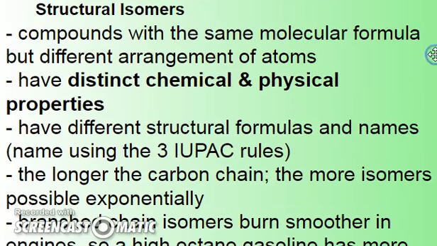So structural isomers. These are really a big deal because it gives us such a huge variety of chemicals that are just slightly different from each other. So they have some similar properties, but they also have their own distinct chemical and physical properties, so they have their own name. So again, it's compounds with the same molecular formula, but a different arrangement of atoms. And we looked at these a little bit in the earlier videos for 10.1.